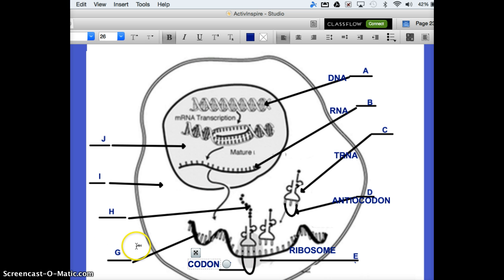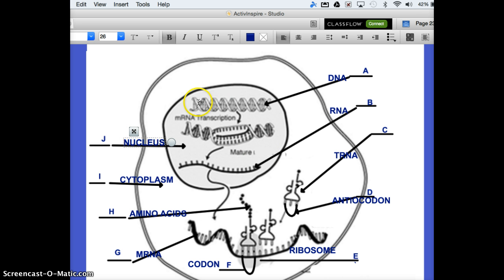G would be mRNA. It's not really supposed to be all caps, but we'll just leave it at that. H would be amino acids. H, I'm sorry, I would be cytoplasm. And J would be the nucleus of the cell.